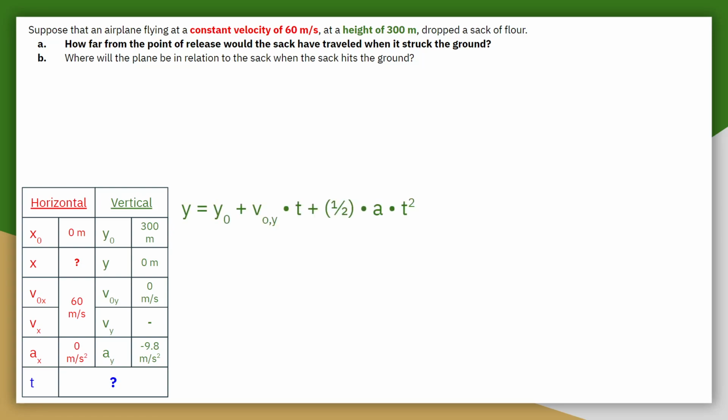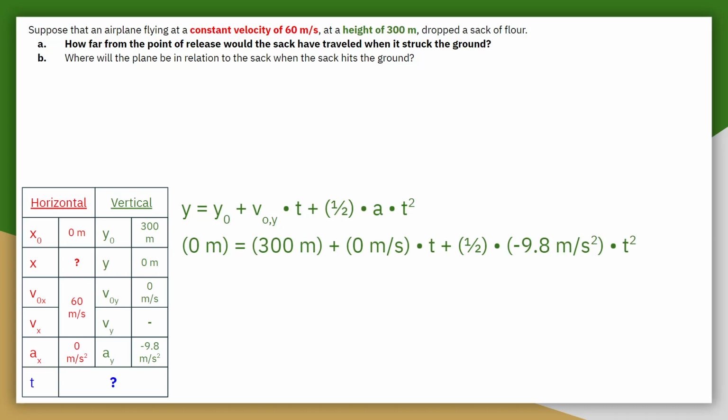So, to start off with, we're going to select an equation from our vertical list that will allow us to figure out our time. We know that our starting position is 300 meters and our final position is 0 meters. We know our starting velocity is 0 meters per second. We do not know our time, but that is what we're solving for. And we know that our acceleration is negative 9.8 meters per second squared.